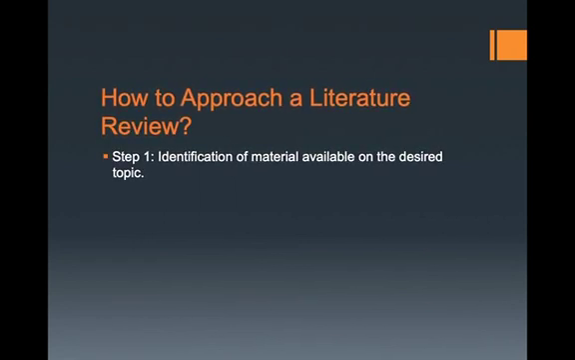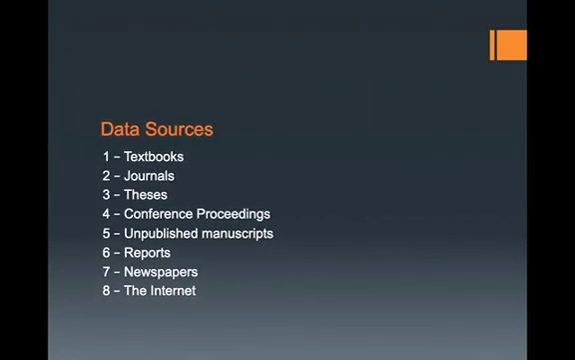Next, we have how to approach a literature review. Step 1 is to identify the material that is available on the desired topic. How can we identify the material that is available on our topic? We will go through the data sources that are provided. The data sources can be any textbook, journal, thesis, conference proceedings, unpublished manuscripts, reports, newspapers, and the internet.